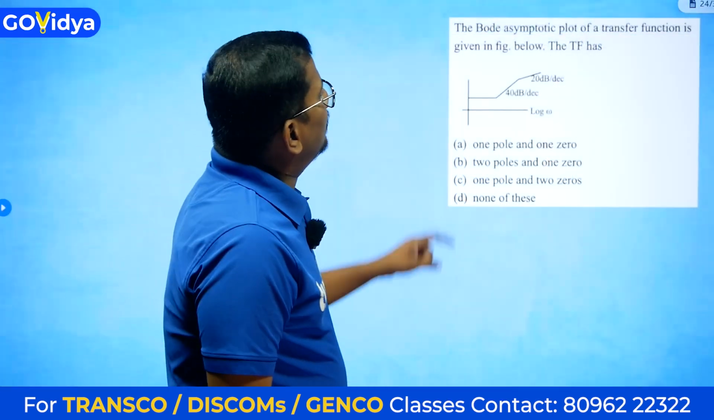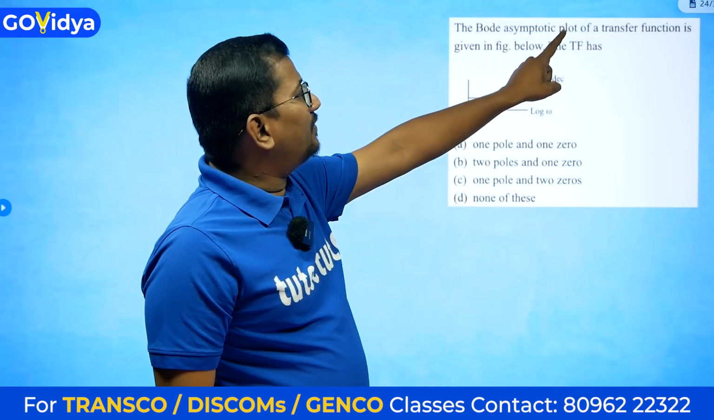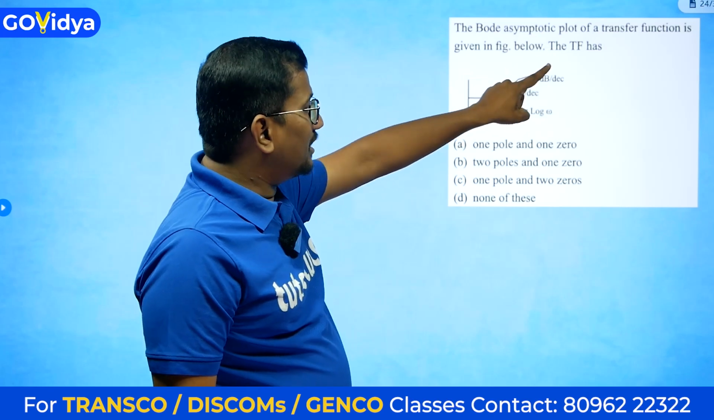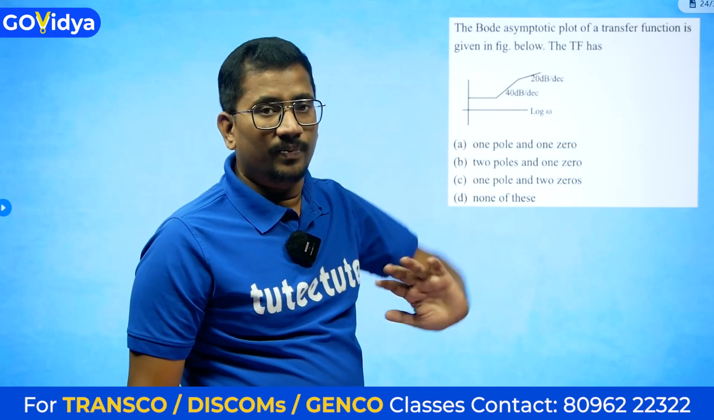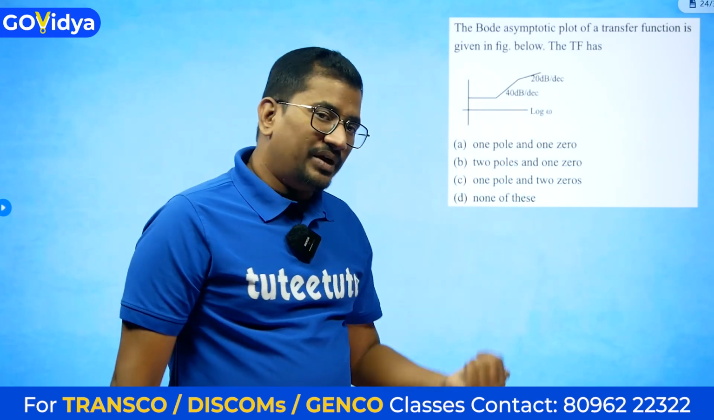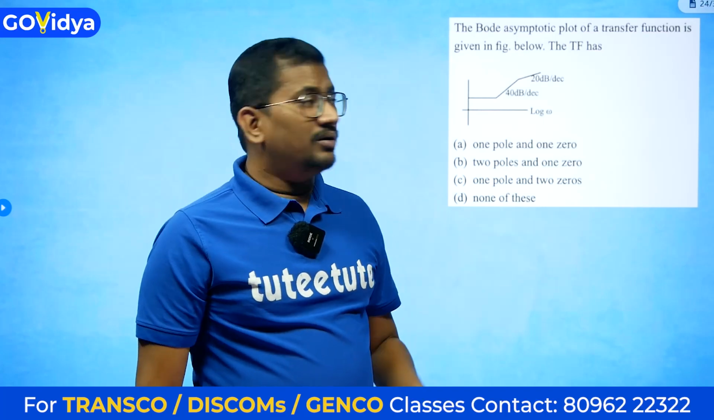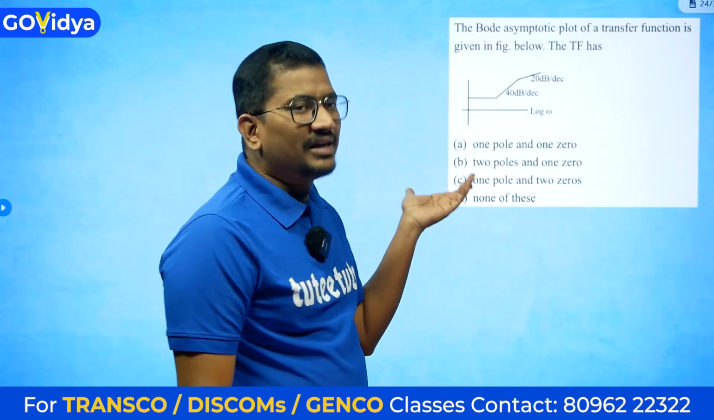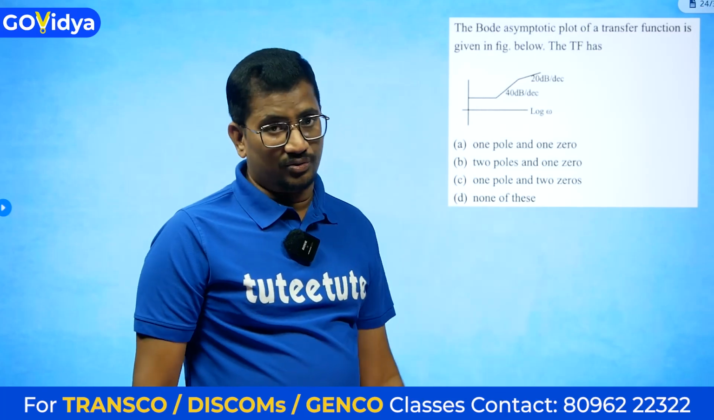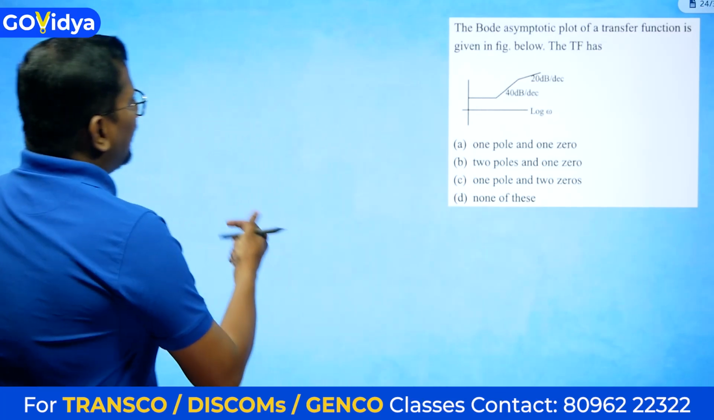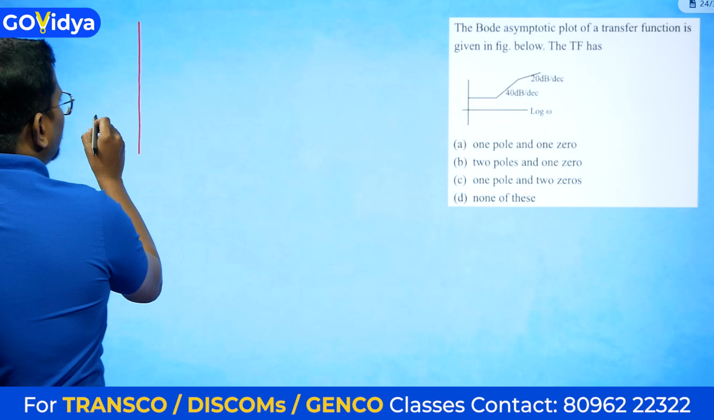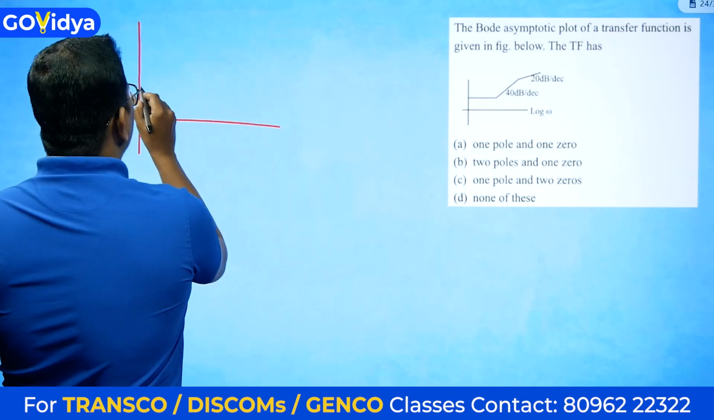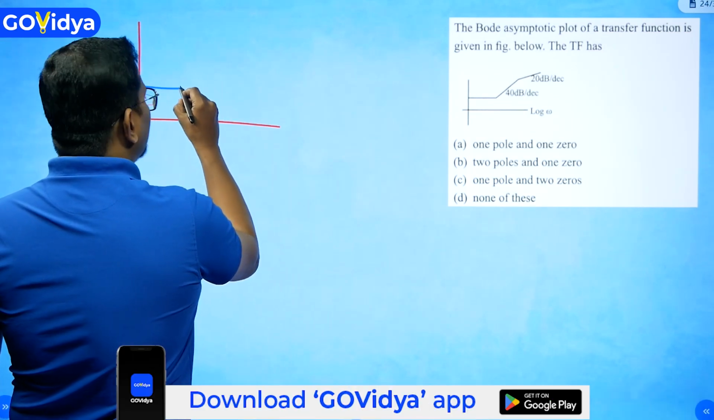Read this question. The Bode asymptotic plot of a transfer function is given. The transfer function has... Just now I told you, the question which we solved previously was transfer function to Bode plot. Now we will do Bode plot to transfer function, but here we are not deriving the transfer function, we are identifying the poles and zeros. So let me redraw the same. Okay, so follow very carefully.